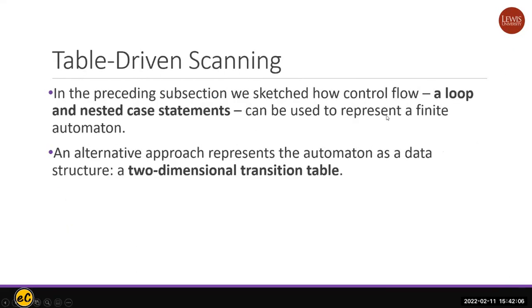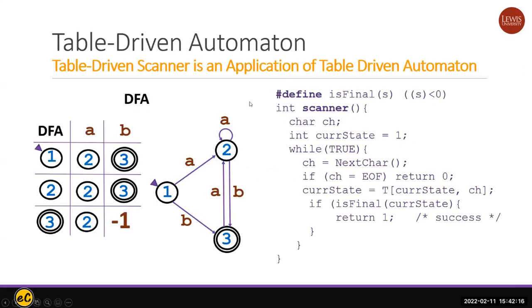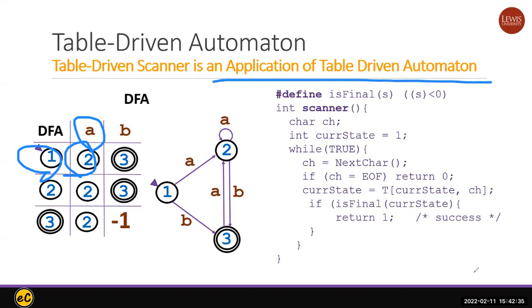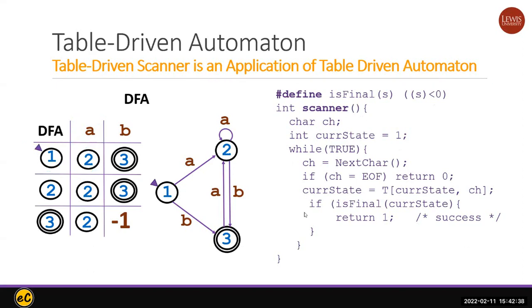Okay, so that's actually a hard way, and you can also use table-driven scanning, where you build a two-dimensional transition table. The table-driven scanner has a DFA, and basically you have state and input. The table determines the next state from your state and your input. So that's called the table-driven way.